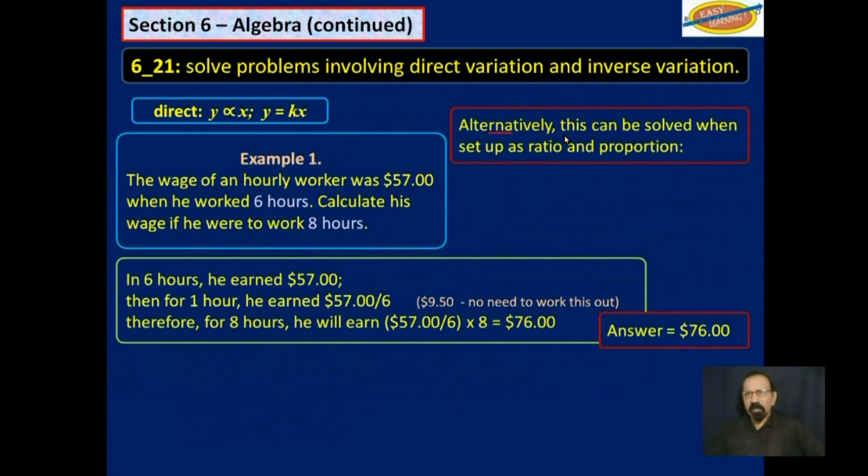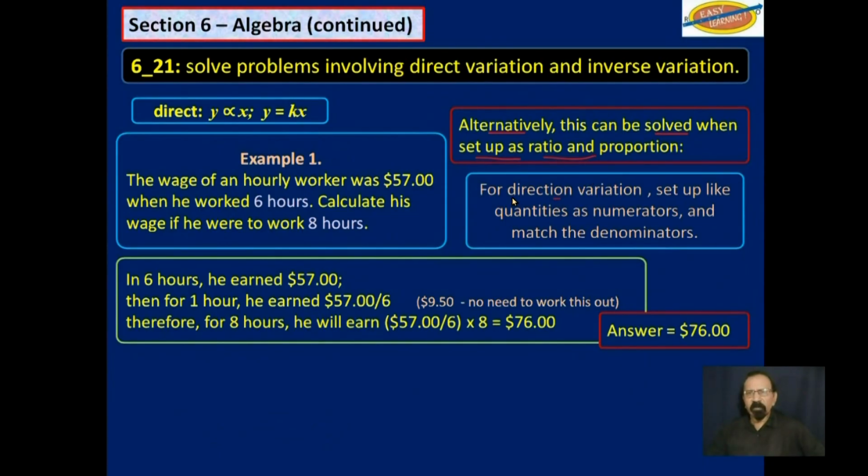Now, alternatively, this can be solved when set up as ratio and proportion. For direct variation, set up like quantities as numerators and match the denominators.